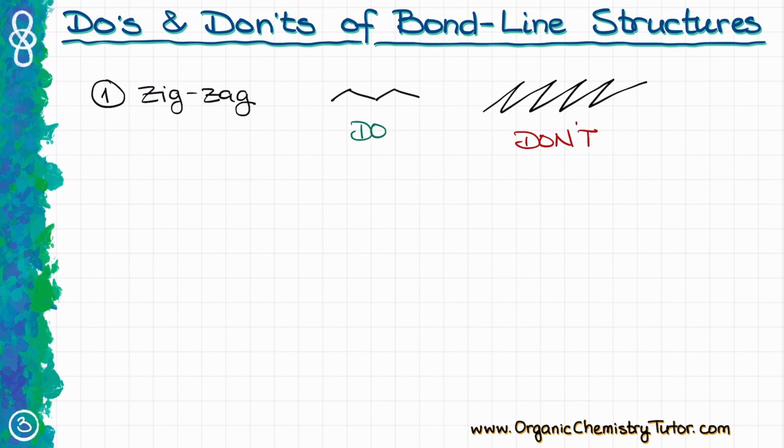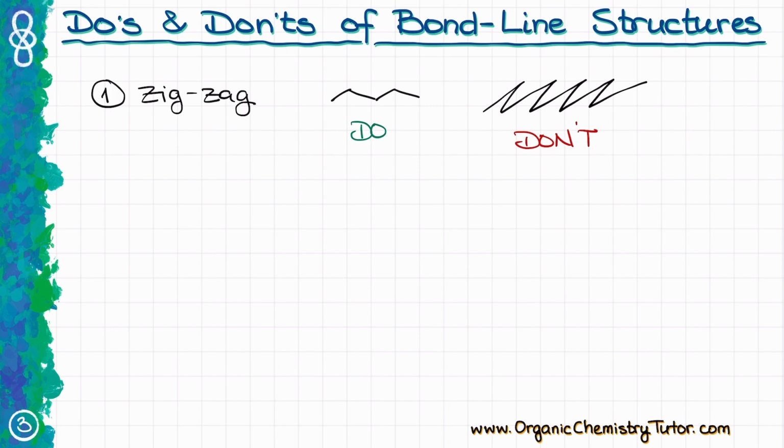And I understand that we all have different handwriting, but this is not a creative arts class where you're graded based on your expressiveness or creativity. Line structures are a language of organic chemistry, and it has a very specific grammar to it, so to speak. So if your structures are poorly drawn or ambiguous, you'll lose points for that on the test.